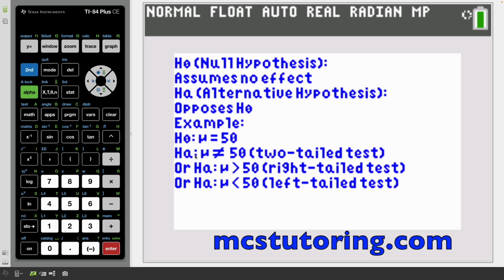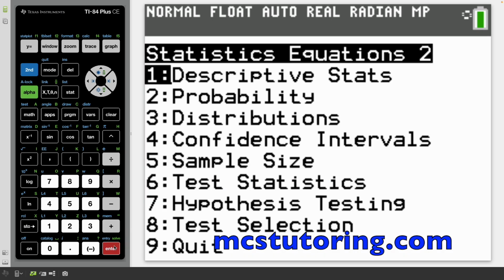So the alternative would be mu is not 50 in a two-tailed test. If it's equal to 50, it'd be greater than 50 for a right-tailed test, meaning you're finding out stuff to the right of 50, or less than 50 if it's a left-tailed test, a value less than 50. So H sub O is almost always equality, by the way. So it's an equals. Okay.